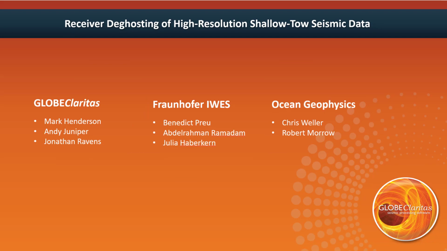So this talk is on some recent research and development work undertaken at Globe Claritas. The work stems from requests from various clients for a technique to reduce the receiver side ghost in ultra high resolution seismic acquisition. Clients had been attempting to process such data with a standard deghosting code, finding it difficult to get consistently clean results. For that reason, we collaborated with Fraunhofer Institute for Wind Energy Systems and Ocean Geophysics to try and come up with a more robust technique.